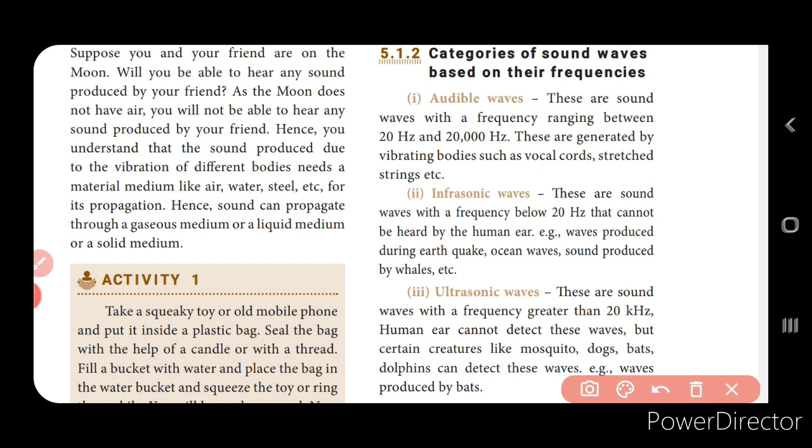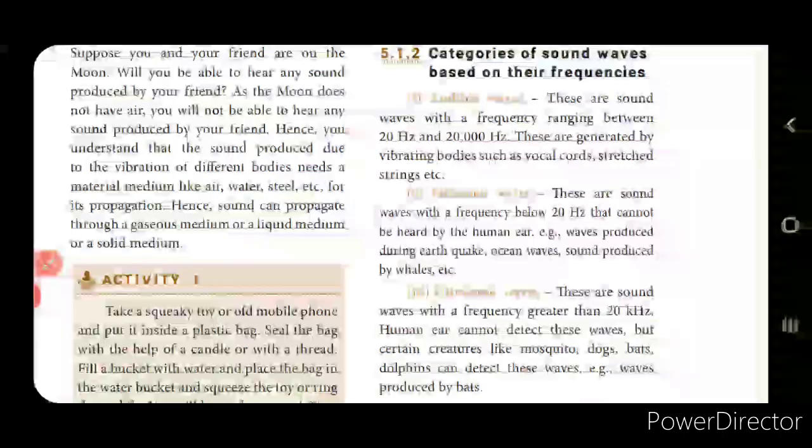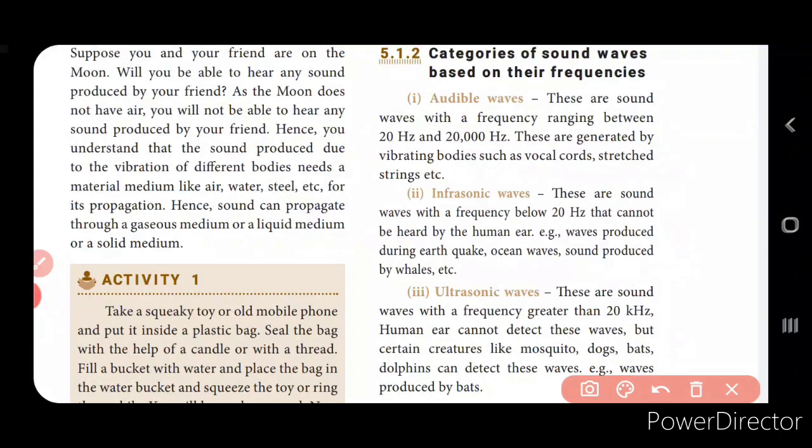Now the first one is the audible waves. What is an audible wave? If the frequency range is between 20 Hertz to 20,000 Hertz, then it comes under the audible range. Audible in the sense we are able to hear it, isn't it? For example, the vocal cords, that is your singing voice, the stretched strings, produce a voice. These are the vibrating bodies that produce sound, and that sound will be between the frequency 20 Hertz to 20,000 Hertz, and this comes under the class of audible waves.